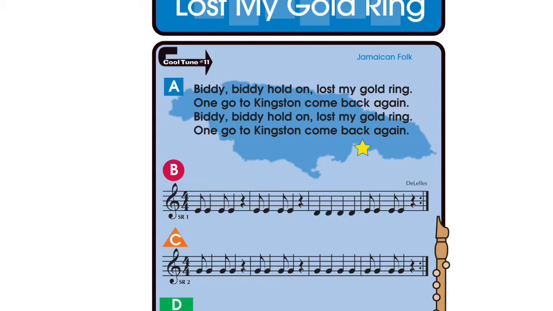And finally, up to that B part, we use some of our lower notes. We have E on the bottom line, which is 1, 2, 3 fingers in your left hand, plus 2 more fingers in your right hand. Be very gentle with your air. That's how the E should sound.